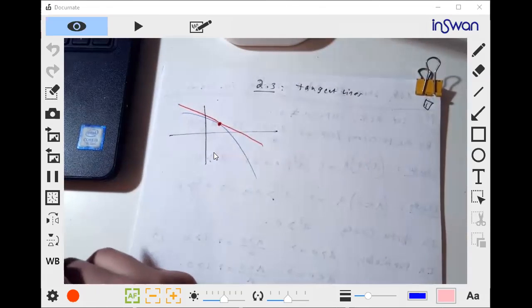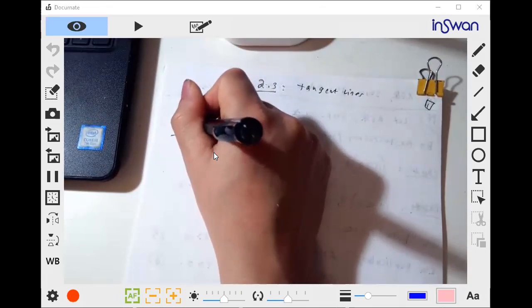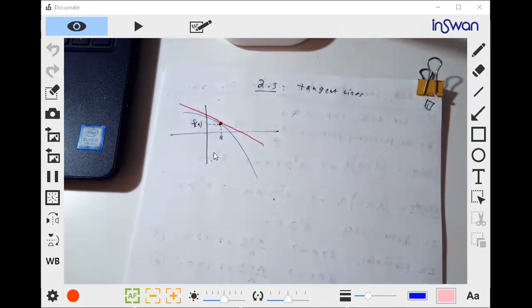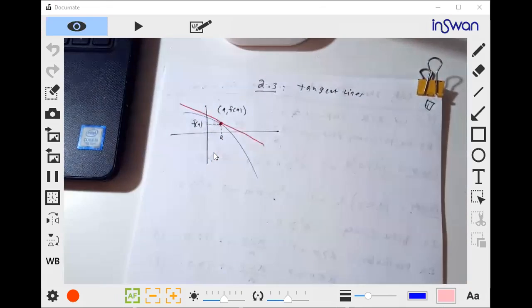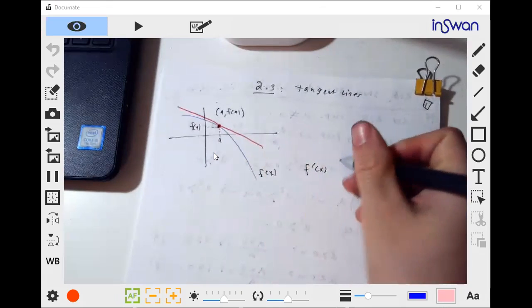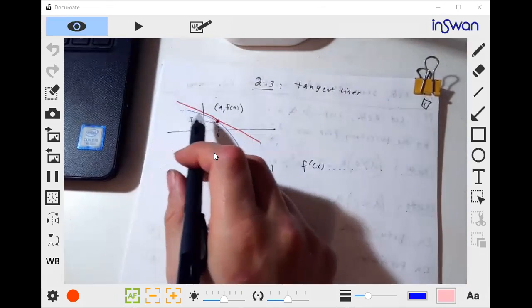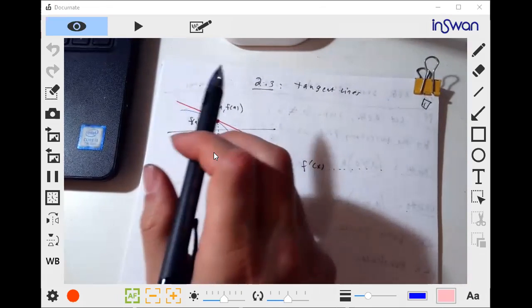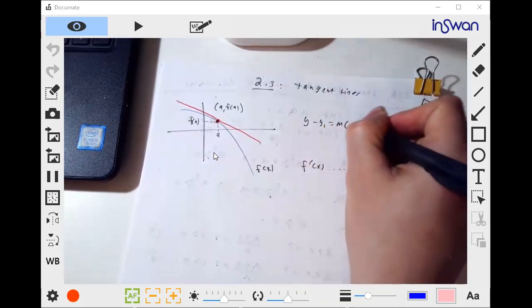So given a function f of x in the blue, a tangent line at some point a, f of a, is a line that passes through that point of the function at a, comma f of a. Then we figured out that if this is f of x, then f prime of x evaluated at various points gives us slope values for these lines. And whenever we know the slope values, we can construct a tangent line because we can use point slope form: y minus y1 is equal to m times x minus x1.